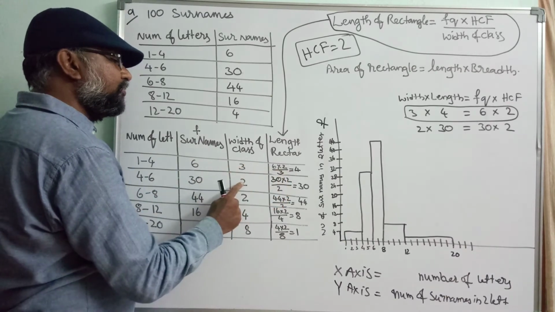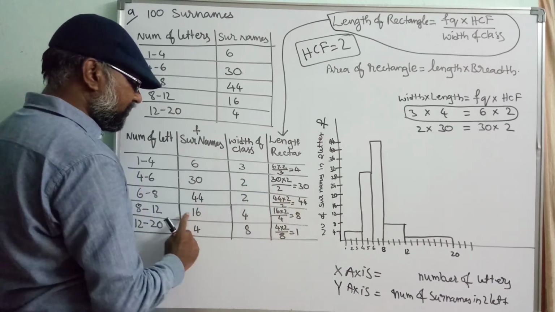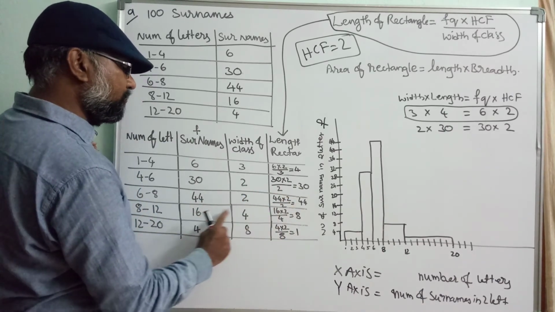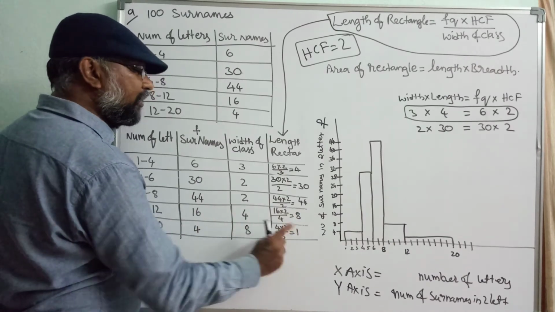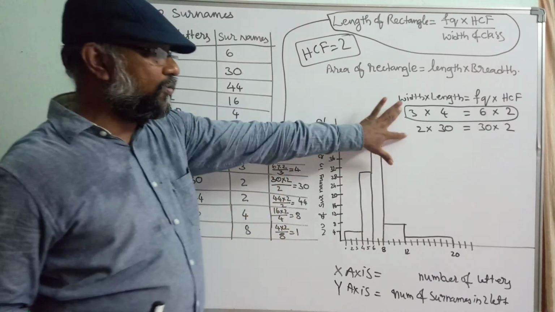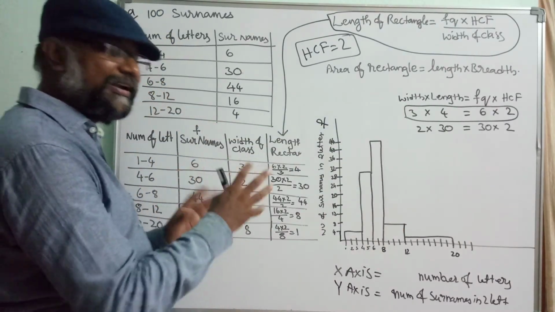30 into 2 is equal to 2 into 30. 44 into 2 is equal to 2 into 44. 16 into 2 is equal to 4 into 8. 4 into 2 is equal to 8 into 1. So I have given only 2 examples. You can write out the remaining examples for the tally.